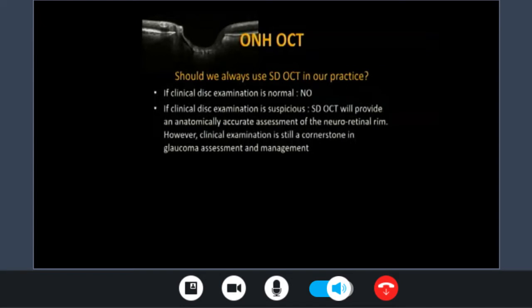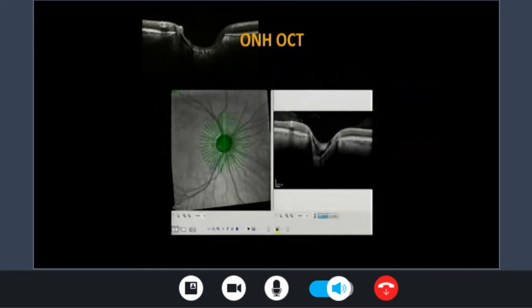The answer is, if you have a completely normal optic nerve head, no. But if the clinical disc examination is suspicious, then it might help us in providing an anatomically accurate assessment of the neuroretinal rim. However, you should correlate it with clinical examination.